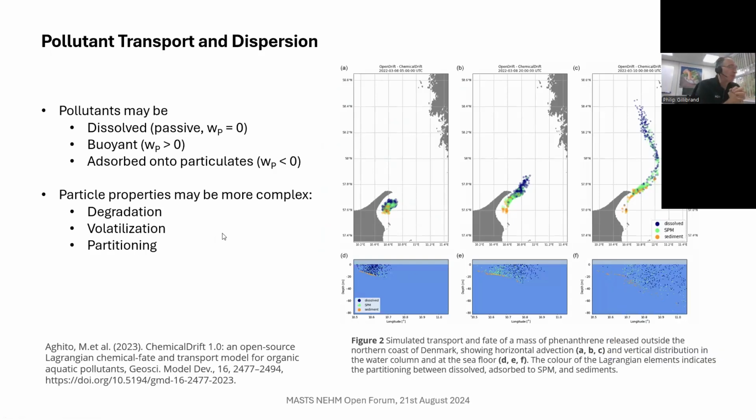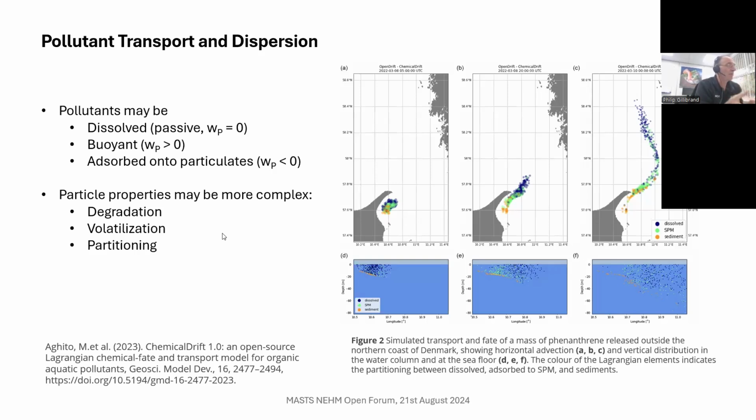Right. Simplest case is probably dissolved substances, so pollutants, although, like I said, they can be passive, where you just set the WP to 0, or they can be buoyant, or absorb to particulates, in which case you might give them a small settling velocity, or they may be negatively buoyant. So again, you can have a slightly settling particles representing droplets of dissolved material.